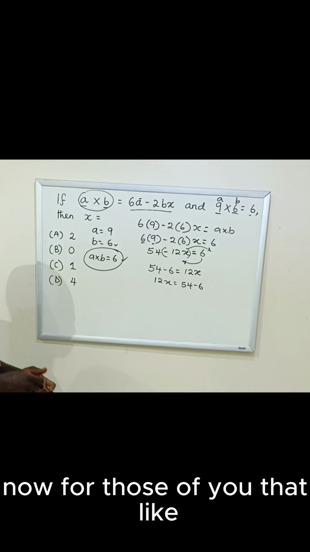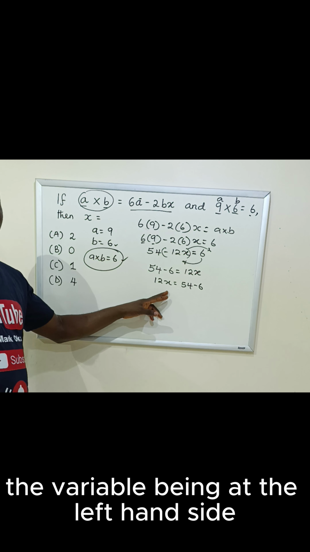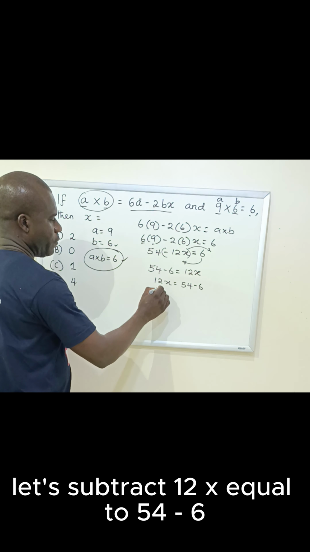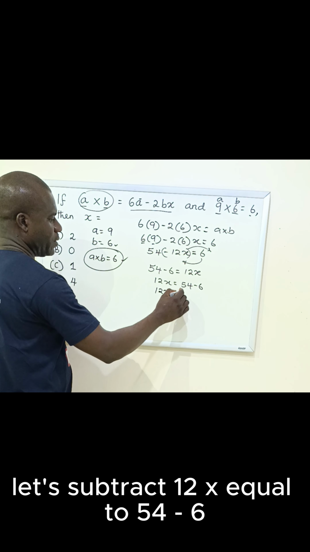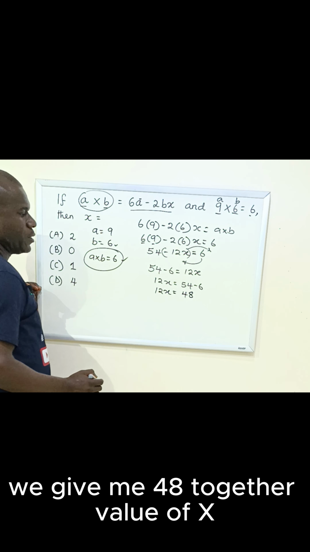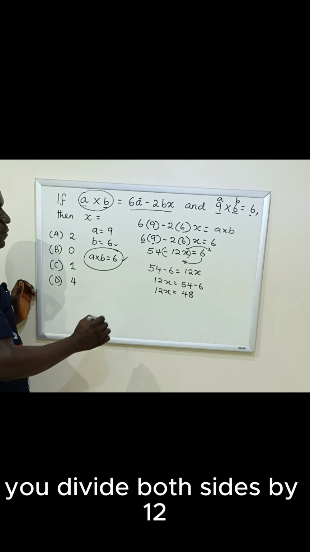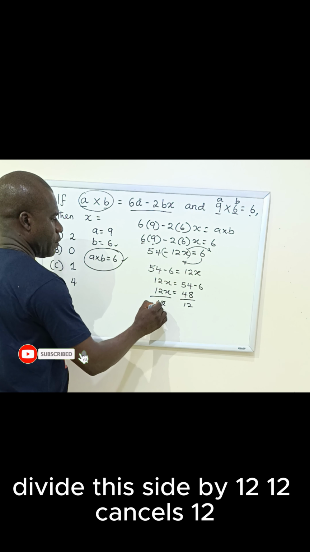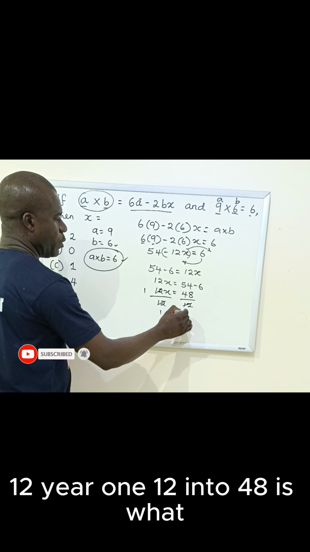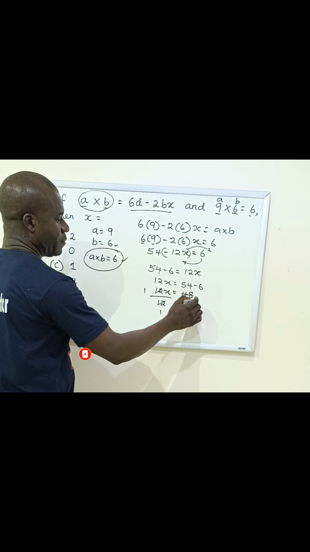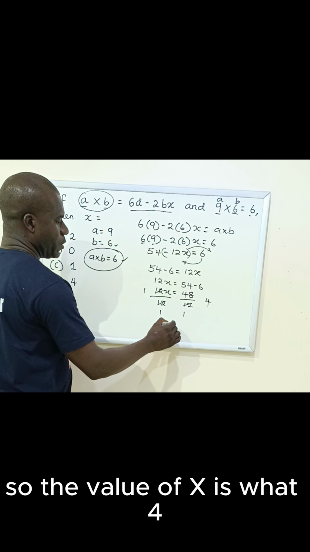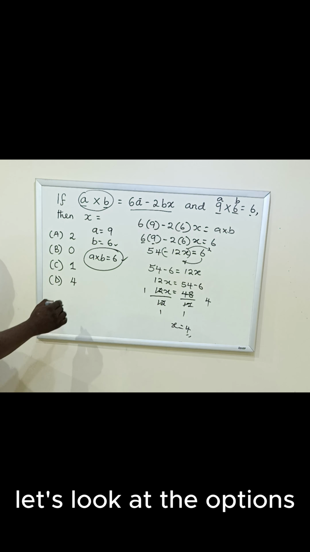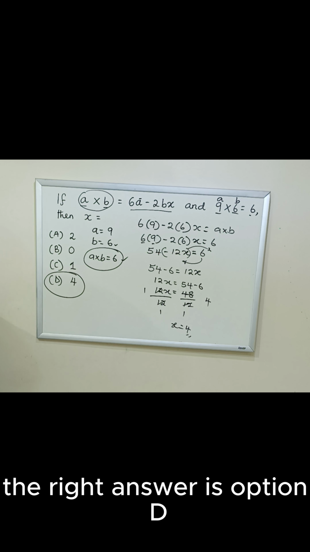Now, for those of you that like the variable being at the left-hand side, the same thing. All right, let's subtract. 12x equal to 54 minus 6 will give me 48. To get the value of x, we divide both sides by 12. 12 cancels 12. 12 into 48 is what? 4. So the value of x is 4. Let's look at the options. The right answer is option D.